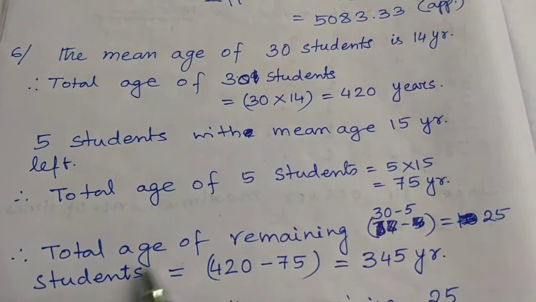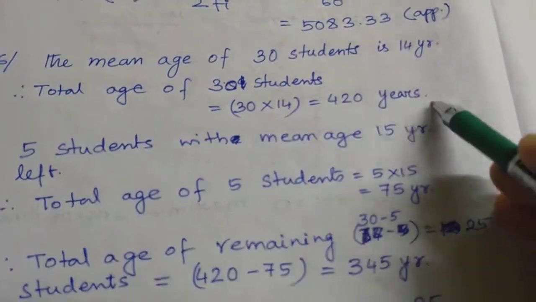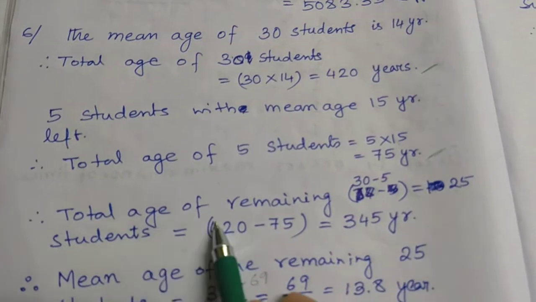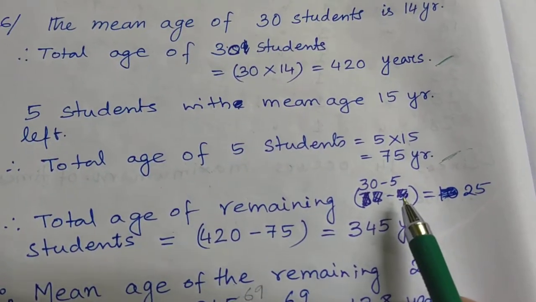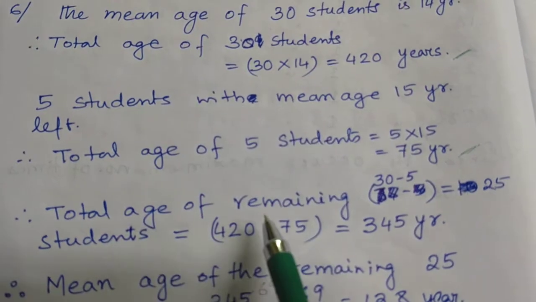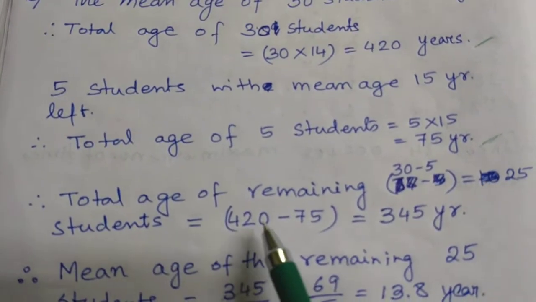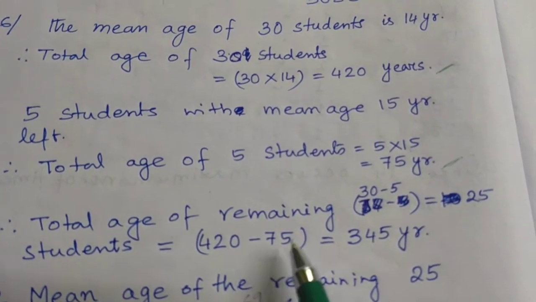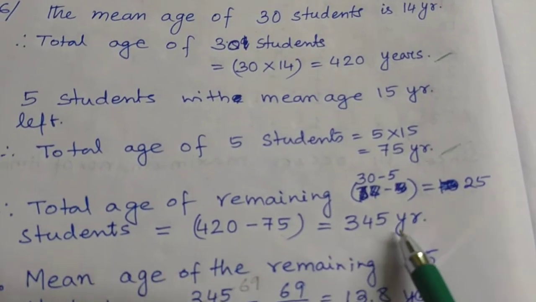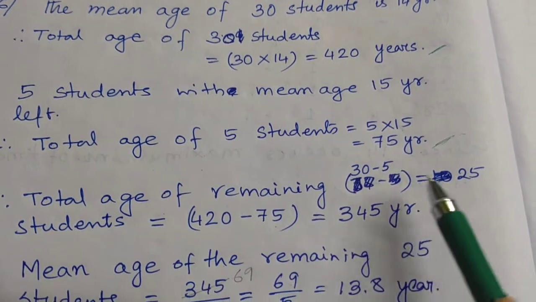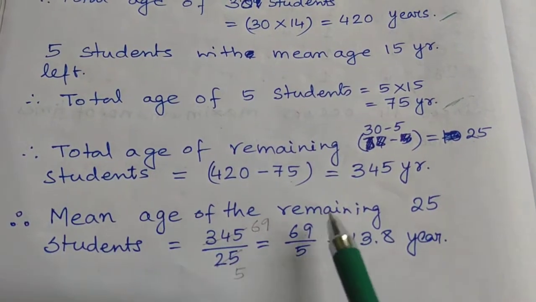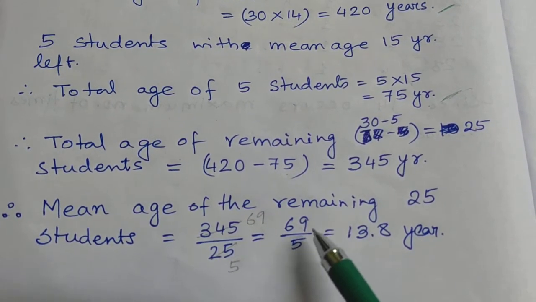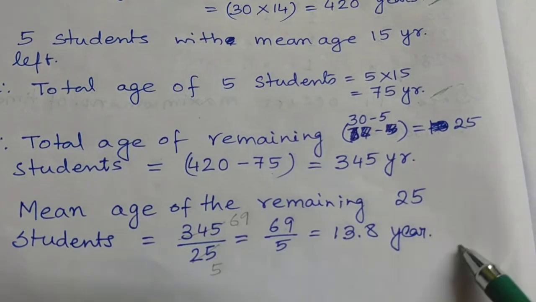So what will be the total age of the remaining? This is the total age of 30 students and this is the total age of the 5 students who left. Out of 30 students 5 students left, that means 25 students remain. So the total age of the remaining 25 students is 420 minus 75, that is 345 years. This 345 years is the total age of these 25 students. So the mean age of the remaining 25 students will be 345 divided by 25. After simplification you will get 69 by 5, that is equal to 13.8 years.